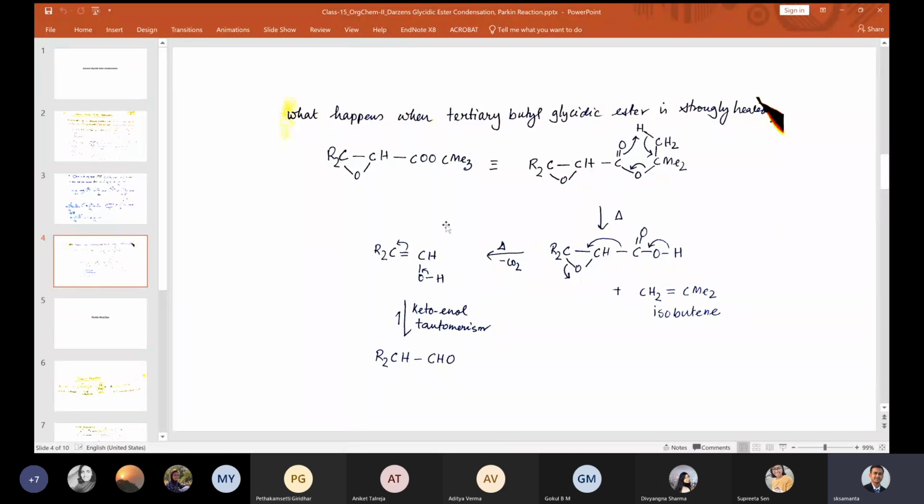In the previous case, you are basically hydrolyzing this ester group using alkaline condition. But in this case, some sort of hydrolysis, or rather the elimination of this tertiary butyl group, is happening by elimination of isobutene. That is the only difference. But this problem is very interesting because this undergoes two eliminations.